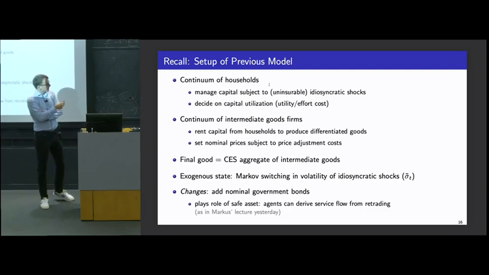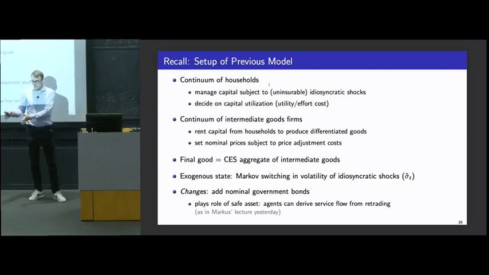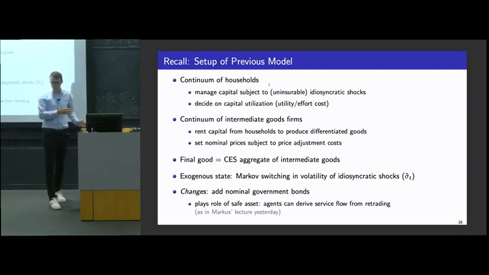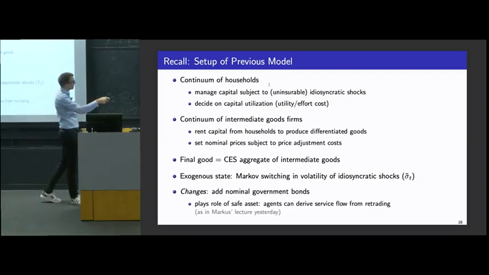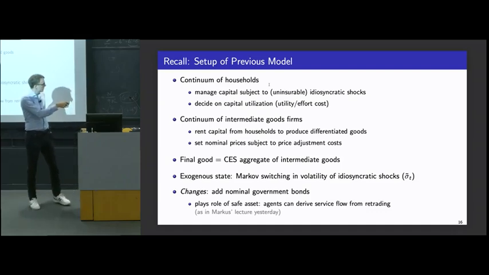So as a reminder, I told you about the model, and you probably forgot what's in the model. So let me just remind you what was in the model. You have this continuum of households. They manage the capital subject to these uninsurable idiosyncratic shocks, and they decide on a capital utilization through this effort choice. We had this continuum of intermediate goods firms.